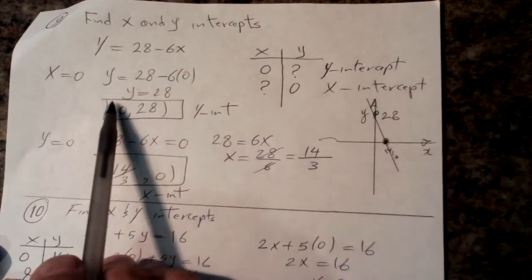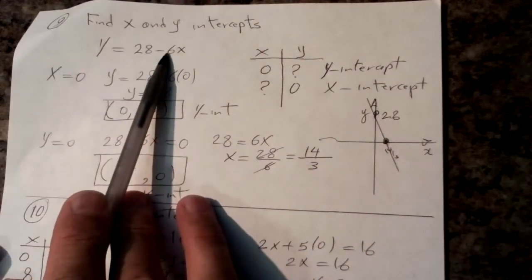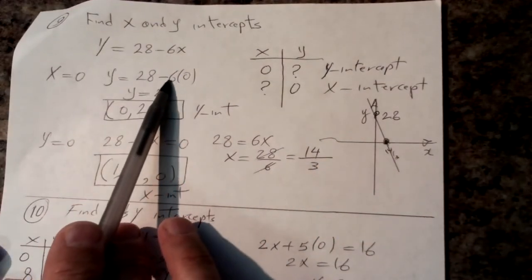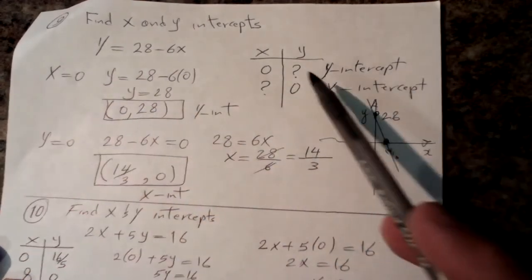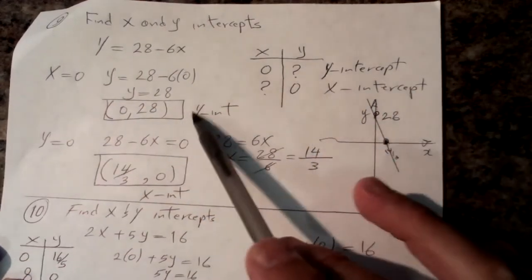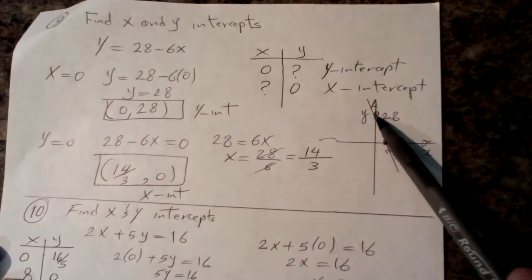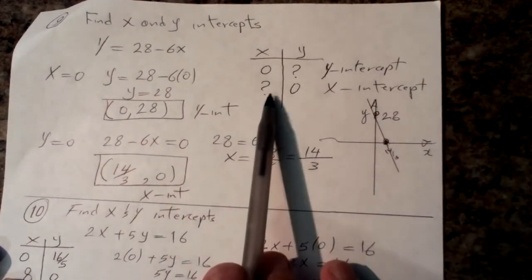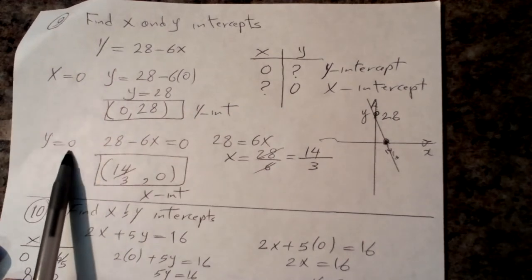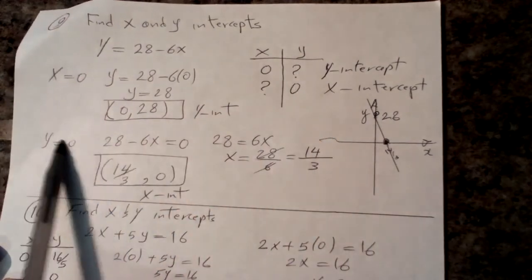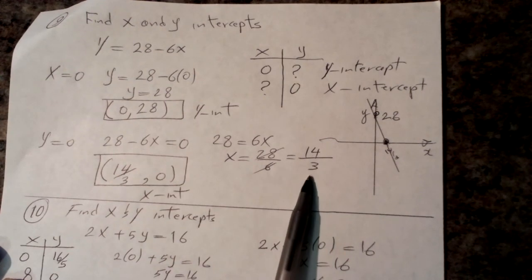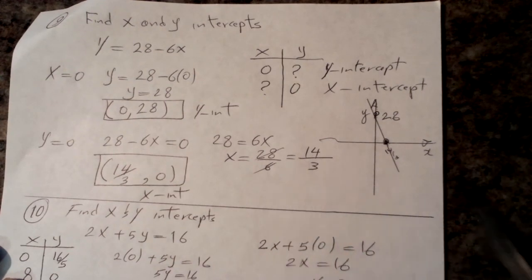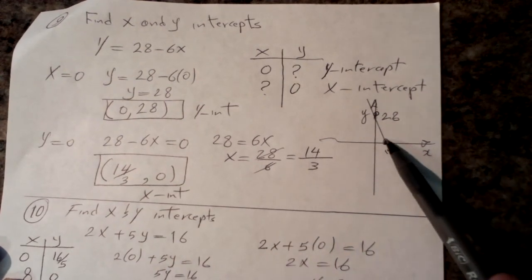So what I did here, first I put 0 here for x. So minus 6 times 0 is gone. Y is 28. So this is what? The y-intercept, right? Look, when I plotted, where is it? It's on the y-axis. So this is the y-intercept. And then to find the other one, you put 0 for y and solve it for x. X is 14 over 3, which is like, what, 4 point something? You could plot it here. See, that is the x-intercept.